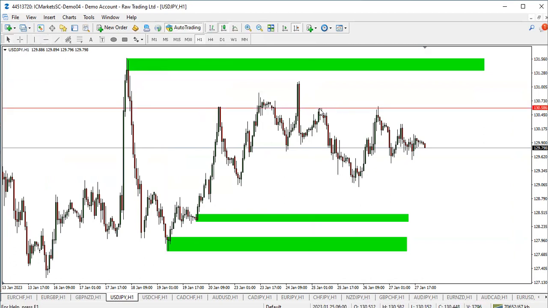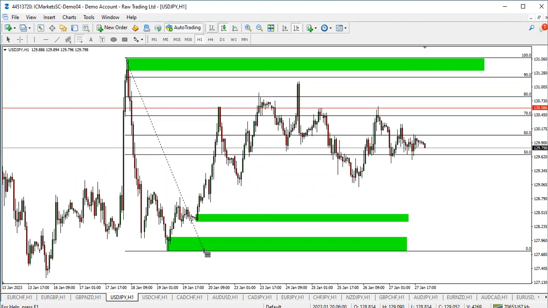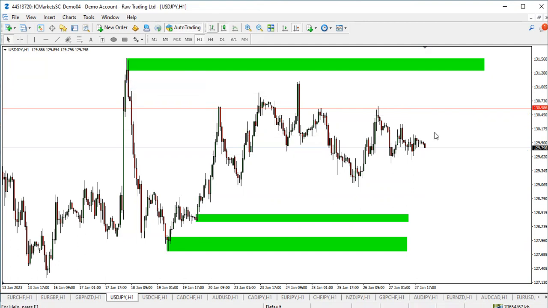Area of liquidity here. Market would come, break this area of liquidity. Remember, this area of liquidity must be at least up to 50% of the Fibonacci. This one here is around 70. So we're waiting for this market to come back, break this.